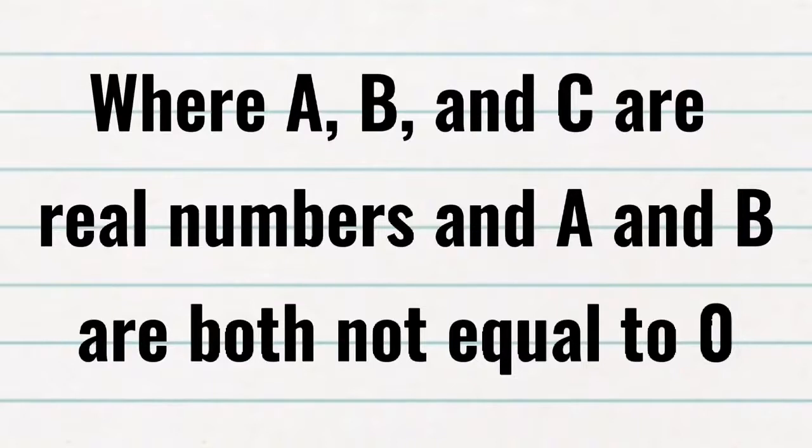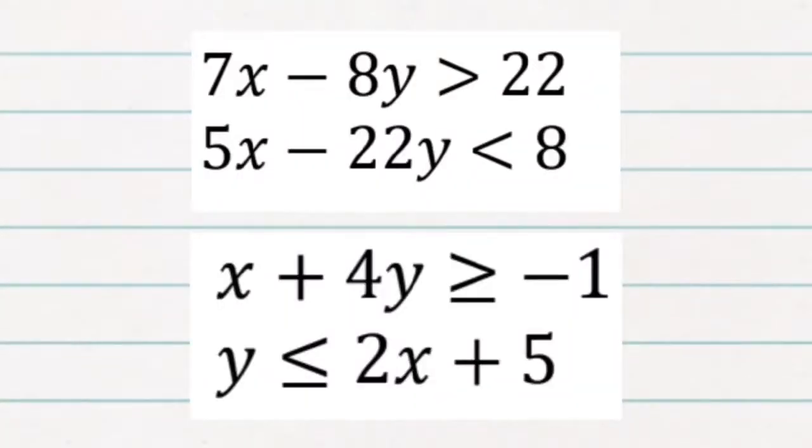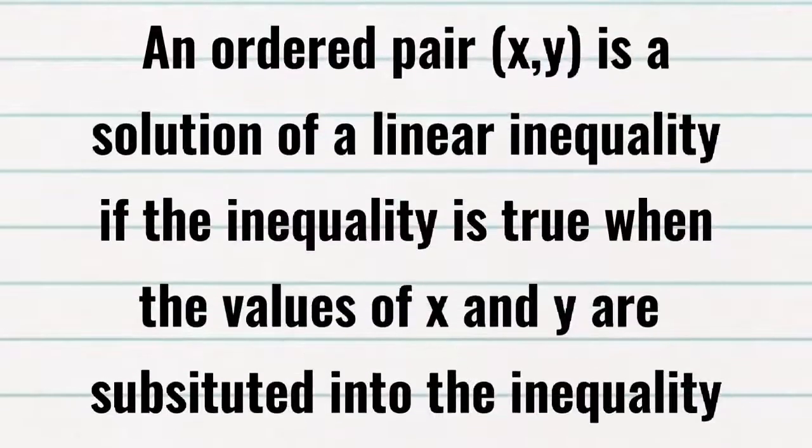Here are some examples. 7x minus 8y is greater than 22. x plus 4y is greater than or equal to negative 1. 5x minus 22y is less than 8. y is less than or equal to 2x plus 5. An ordered pair (x, y) is a solution of a linear inequality if the inequality is true when the values of x and y are substituted into the inequality.